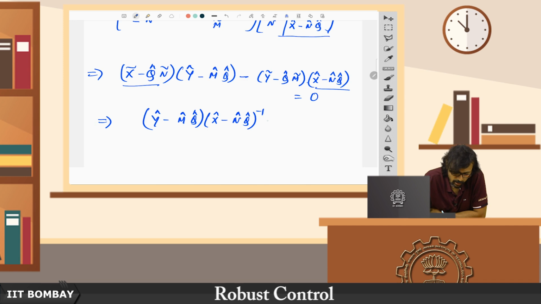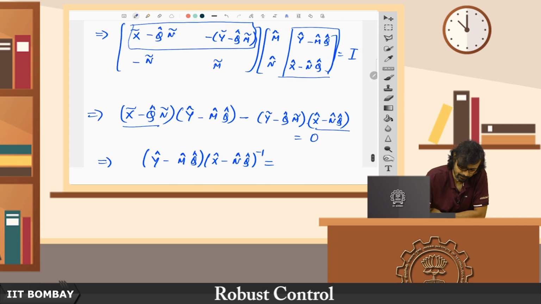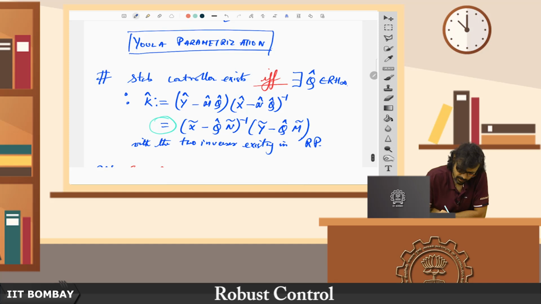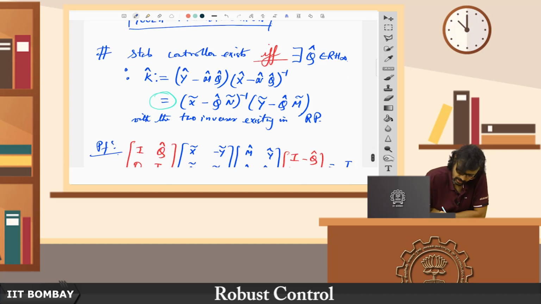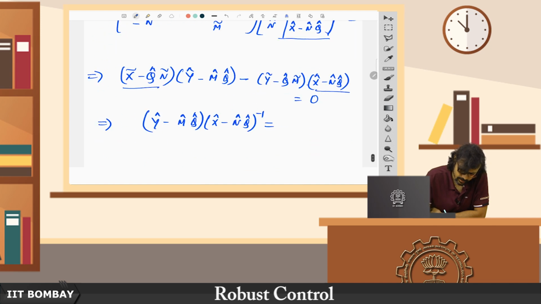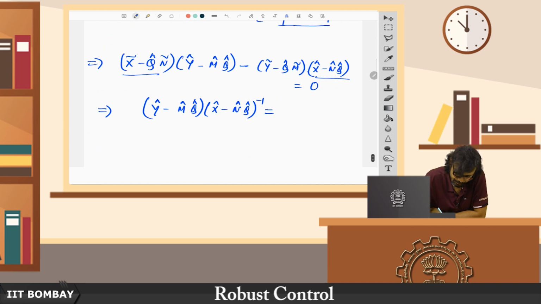So, the moment you have this inverse existing, if these inverses exist, then you can always see that this equality is going to be trivially true. And on this side you have (x tilde minus q hat n tilde) inverse times (y tilde minus q hat m tilde).